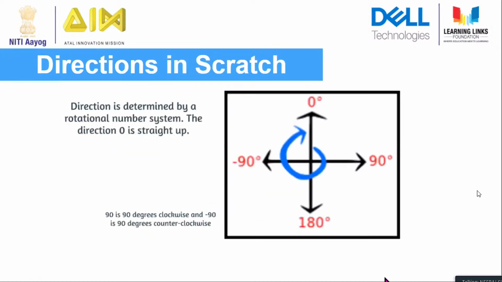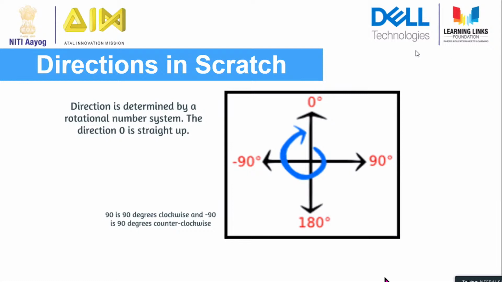Now we'll learn about directions, like the directions of my cat, if I'm using it or moving any character in my game. If I want to move in the clockwise direction or in the anti-clockwise direction, how can I move that character? By using the blocks of motion, right?